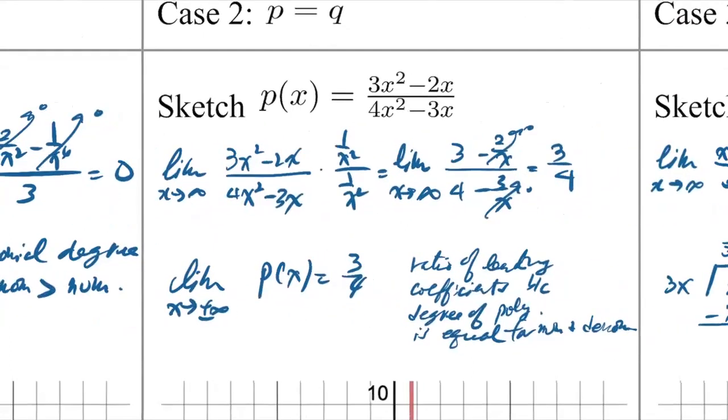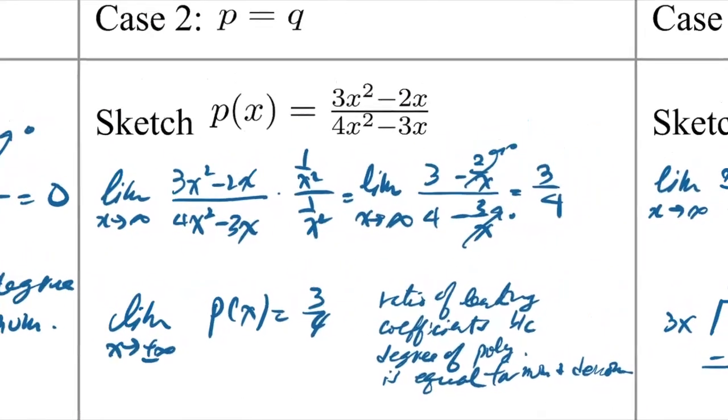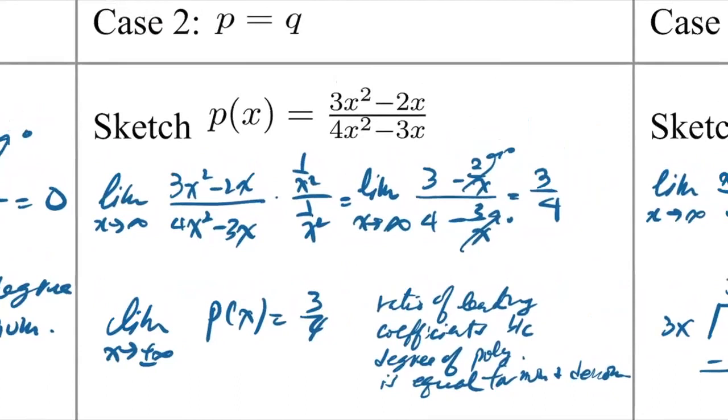Now, using the technique that we just learned in calculus, we multiply by 1 over x squared on the top and the bottom, and we're left with 3 and 4. So these go to 0. Or we could simply say that it's equal to 3/4 because the limit is the ratio of the leading coefficients, since the degree of the polynomial is equal for numerator and denominator. All right, the last one.